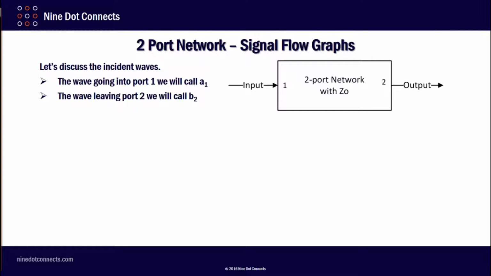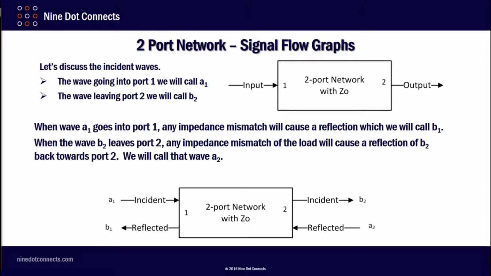So let's discuss the incident waves. You're going to have an incident wave going into port 1. We call that A1. We're going to have a wave leaving port 2 that we call B2 that's going to be incident on the load. When wave A1 goes into port 1, any impedance mismatch will cause a reflection that we will call B1. When B2 leaves port 2, any impedance mismatch of the load is going to cause a reflection of B2 back towards port 2. We call that wave A2.